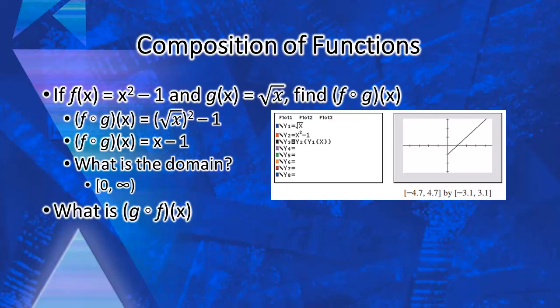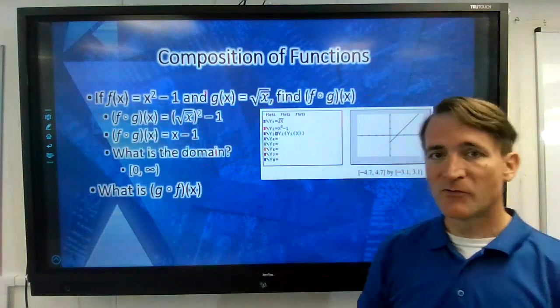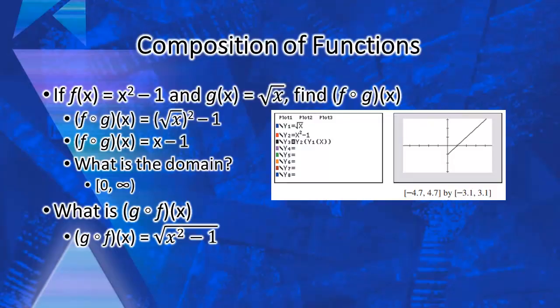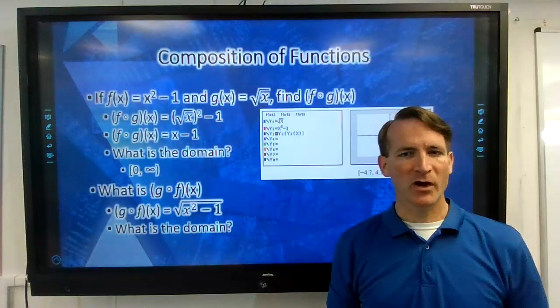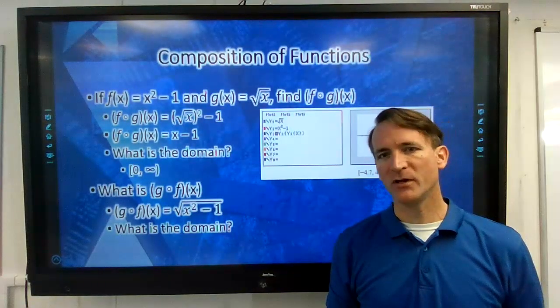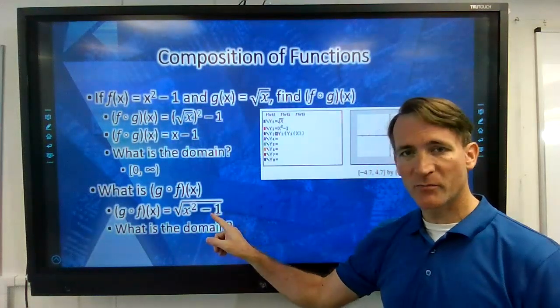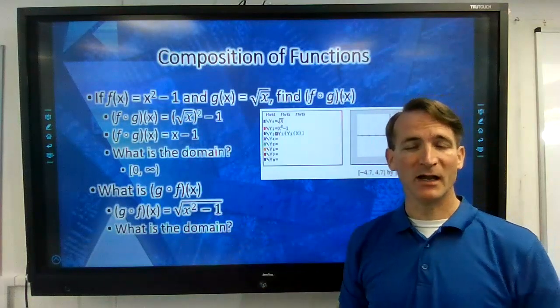And so now I'm going to take my f function, which is the x squared minus 1, and substitute it in for my x value in the square root. So that gives me the square root of x squared minus 1. What is the domain of this function? Well, I have to have x squared being greater than or equal to 1 because I cannot subtract 1 from it and get a negative number. Otherwise, I'm taking the square root of a negative.